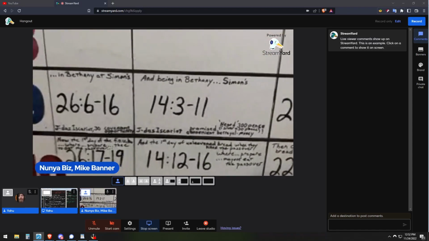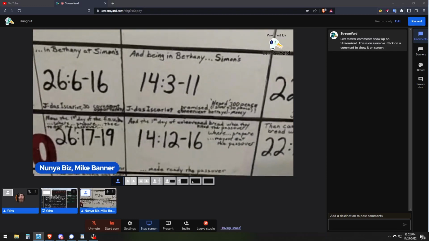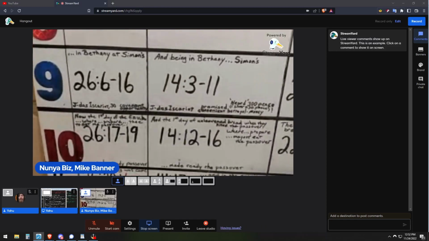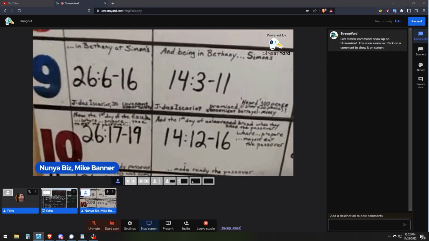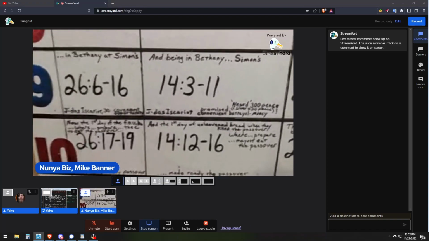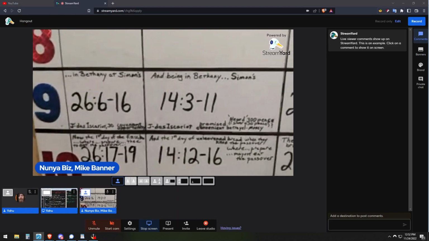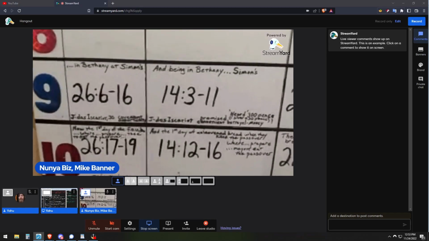In verse 12, in the first day of unleavened bread, we see that verse 12 is a different day, and it happens to be the exact next day. And the first day of unleavened bread, when they killed the Passover, his disciples said unto him, Where wilt thou that we go and prepare that thou mayest eat the Passover?